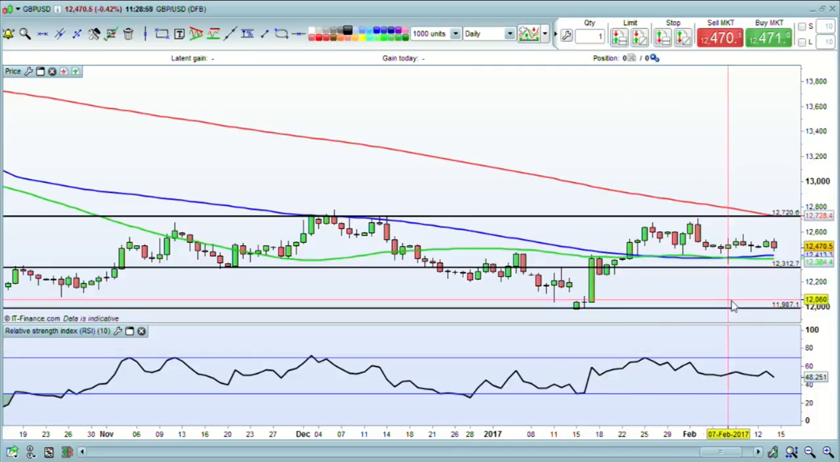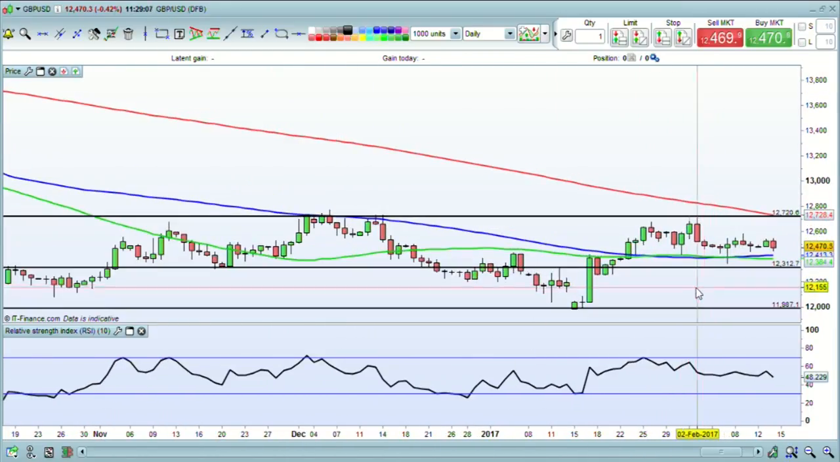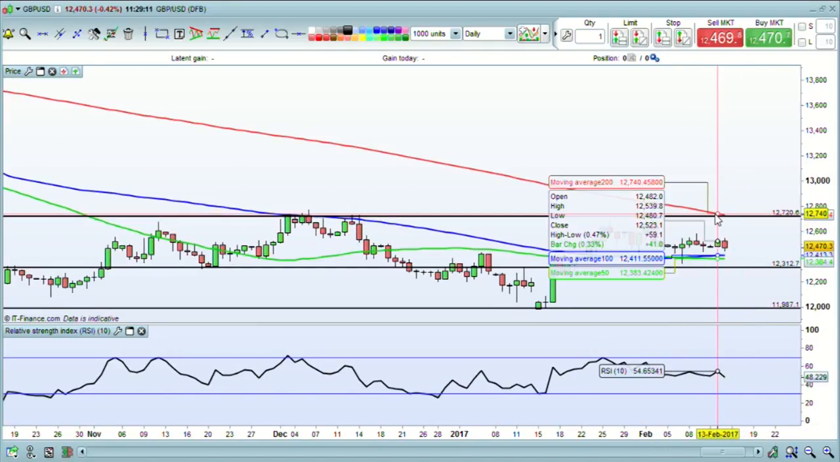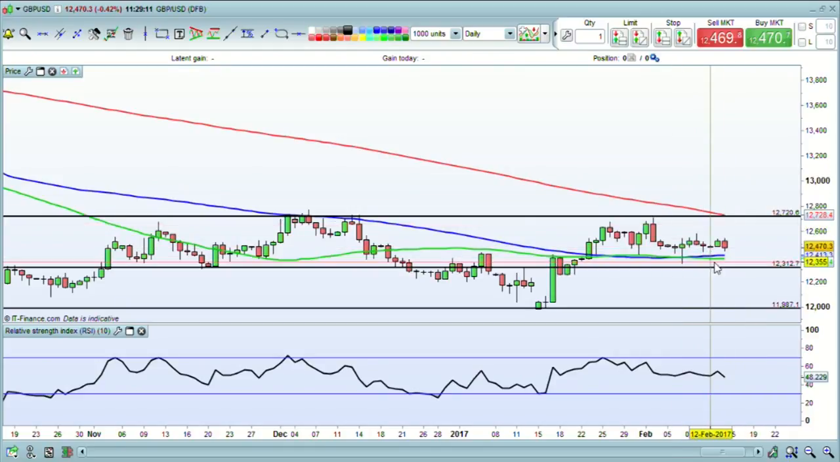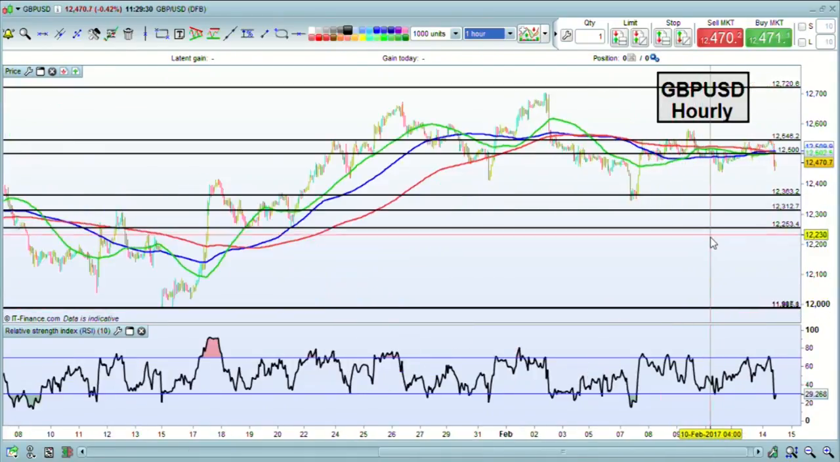Looking at some of the longer term support levels, we've got this point here which has been resistance and then support, which is 123.12. So if you think that sterling is going to go lower from this point, you put a stop around about this sort of level here at 127.40 just in case there is a reversal, and then you would be looking to trade down to this level here as a minimum price target. That being said, we've got the 100 and the 50 period moving average just below us, which will act as potential support.